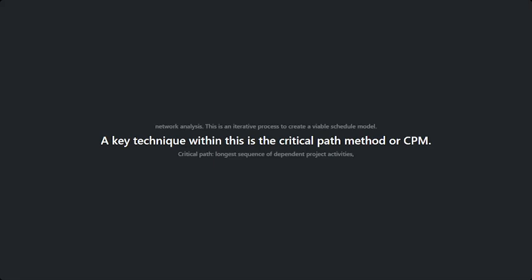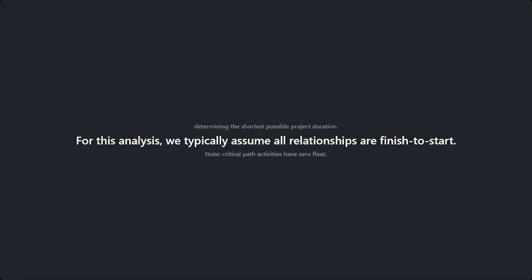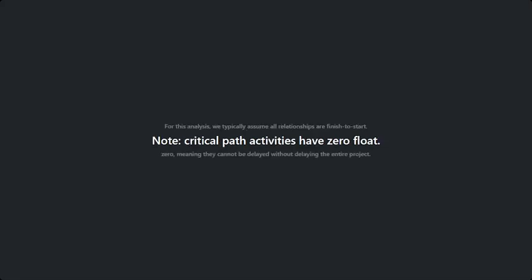A key technique within this is the critical path method, or CPM. The critical path is the longest sequence of dependent activities in a project, determining the shortest possible project duration. For this analysis, we typically assume all relationships are finish to start. It is crucial to note that activities on the critical path have a total float of 0, meaning they cannot be delayed without delaying the entire project.